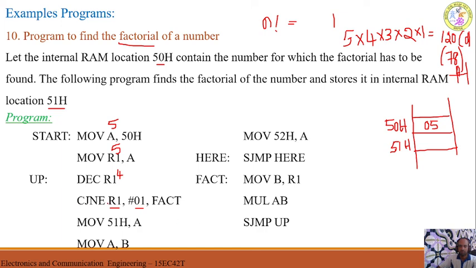So compare and jump if not equal. Compare the content of R1. R1 is 4 and 01. 4 and 01 are not equal. Therefore, it will jump here. It will come to fact. So it will directly come to this memory location, factorial.